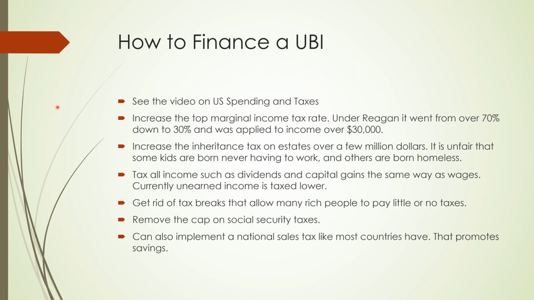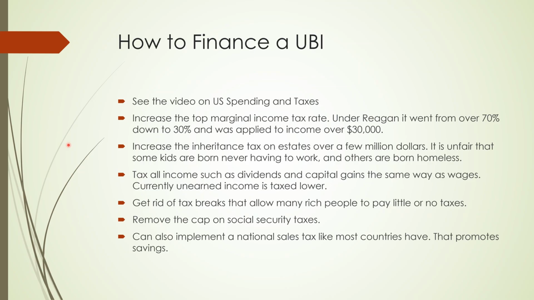How to finance a UBI. See the video on U.S. spending and taxes. You can increase the top marginal income tax rate. Under Reagan, it went from over 70% down to 30% and was applied to income over $30,000. So it basically increased the burden on the middle class.